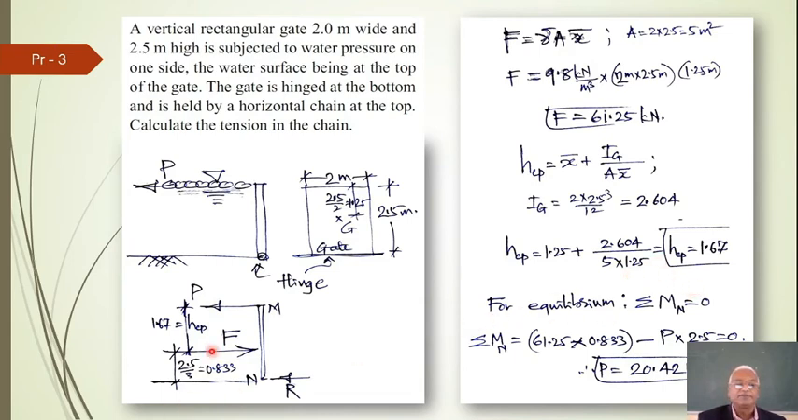Now for equilibrium of all these forces, moment summation about the hinge equal to 0. So F into 0.833 is the clockwise moment, and the anti-clockwise moment is P into this whole 2.5, and the sum equal to 0. So F is 61.25 into 0.833 clockwise moment. Anti-clockwise moment is P into 2.5. So the force P, which is acting on the edge of the gate to hold it in vertical position, is given by 20.42 kilonewtons. Okay.